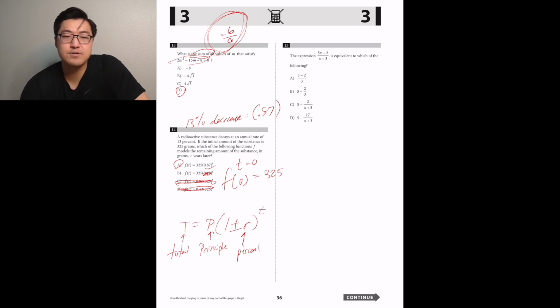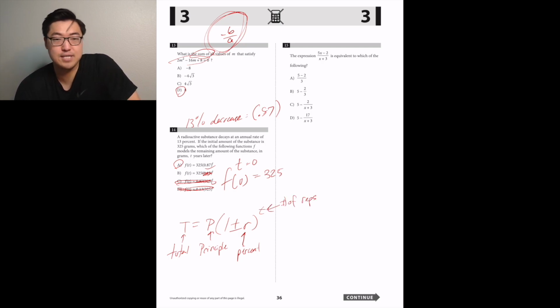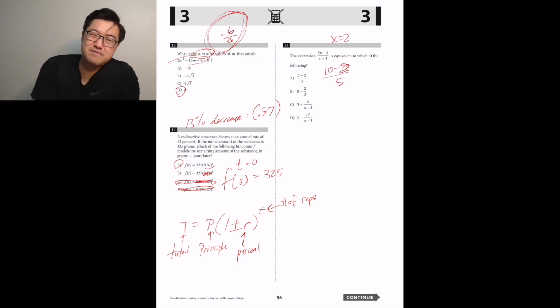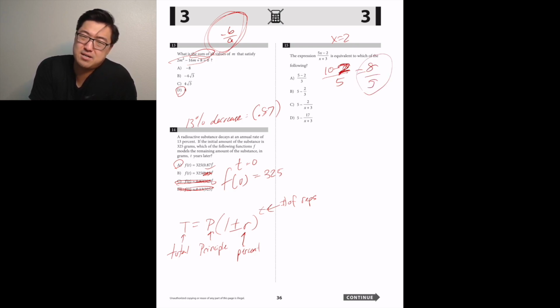The expression is equivalent to which of the following? Nice, this is standard plug-in, so I think we can just plug in x is like 2 or something. So if x is 2, then we have 10 minus 2, which is 8 over 5. So let's see which answer gives us 8 over 5. A is wrong. B is 15, that's 13 over 3. No. C is 23 over, no. D is 8 over, okay, it's D. Nice.